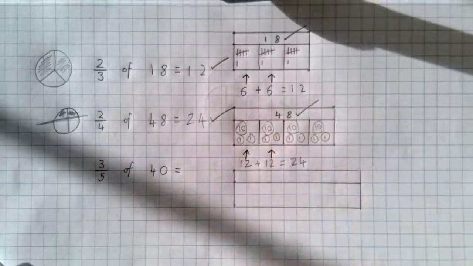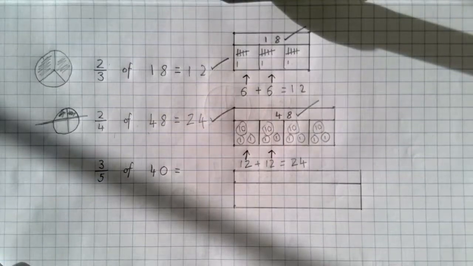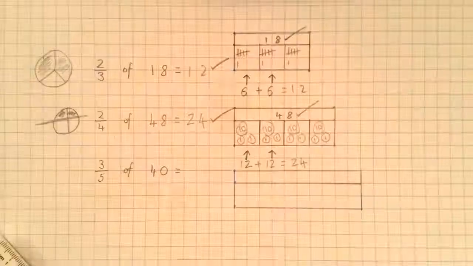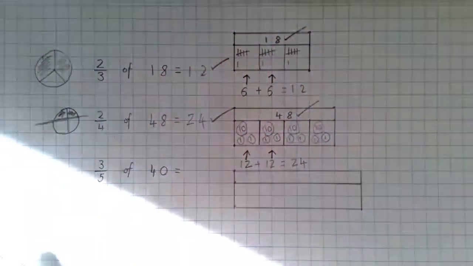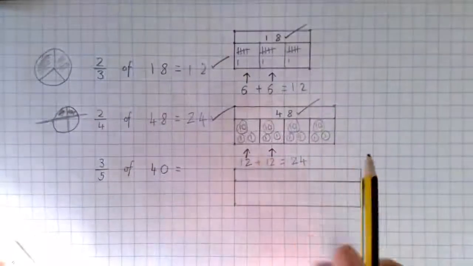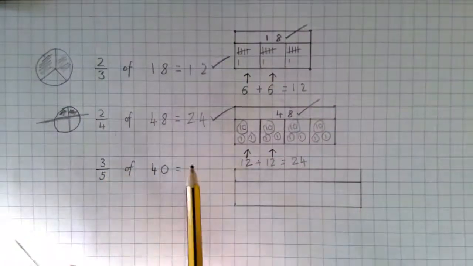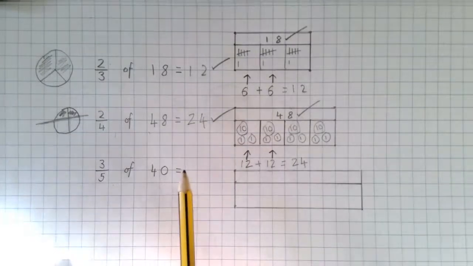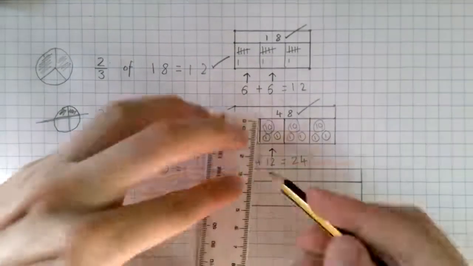So the last question we're going to have a go at, got that lovely sun, is into fifths. So we have got 3/5 of 40. So what we're going to do is we're going to share it equally into 5 pieces.